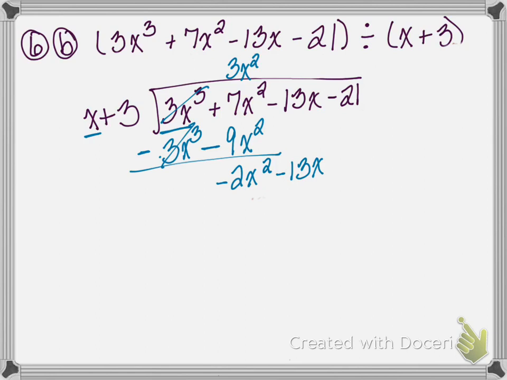So now I say x times what gives me negative 2x squared. And the answer to that is minus 2x, because negative 2x times x is going to give me negative 2x squared. Now, we are subtracting, so both of these signs are going to become their opposite. Okay, they were negative. Because I am subtracting, they both become positive. Okay?